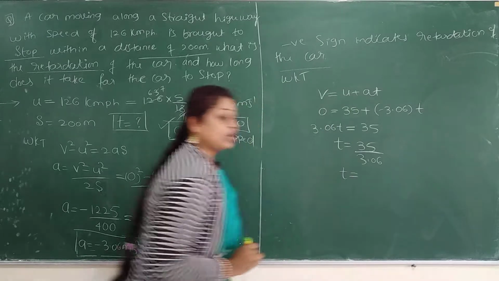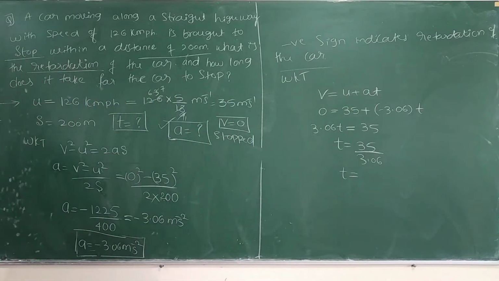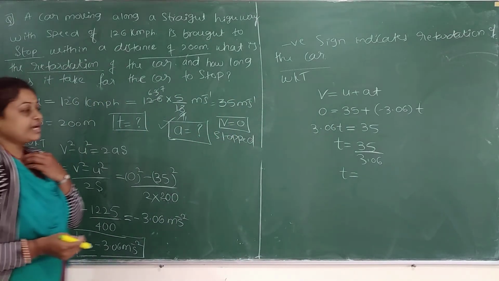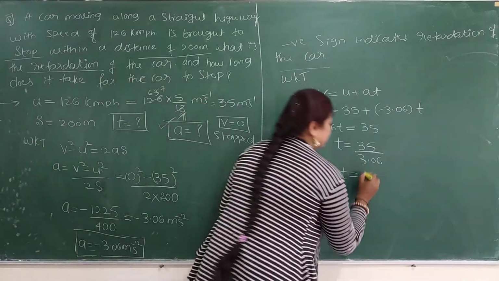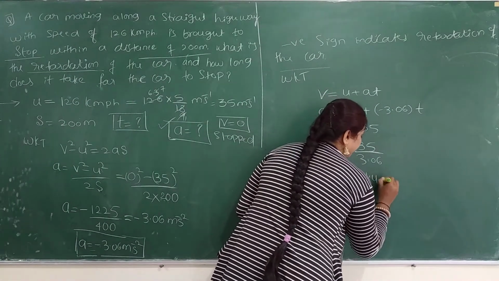Then what will the t value be? Just calculate and tell me the answer. 35 divided by 3.06 will be 11.4 seconds.